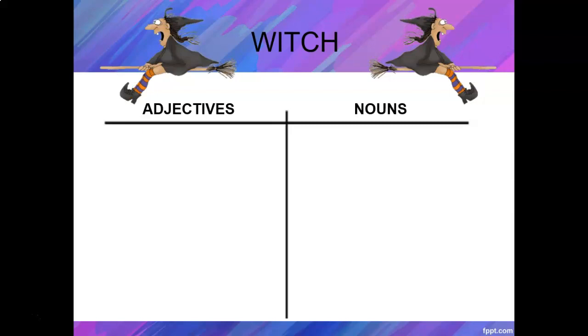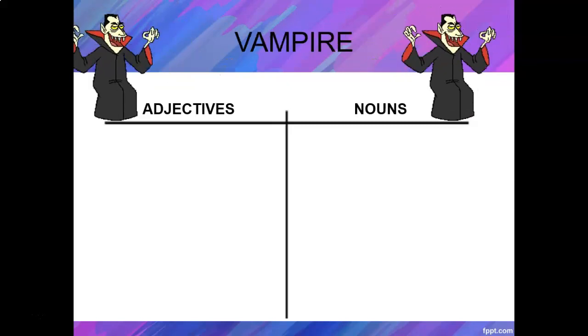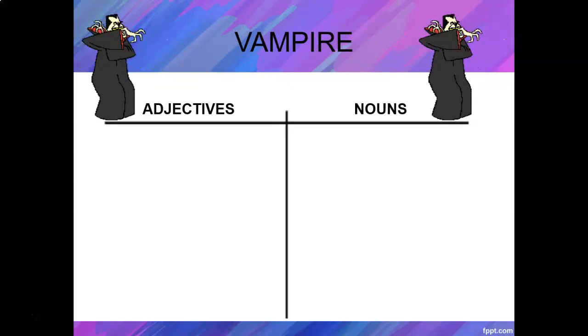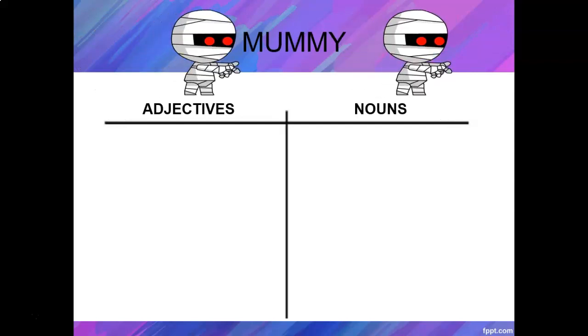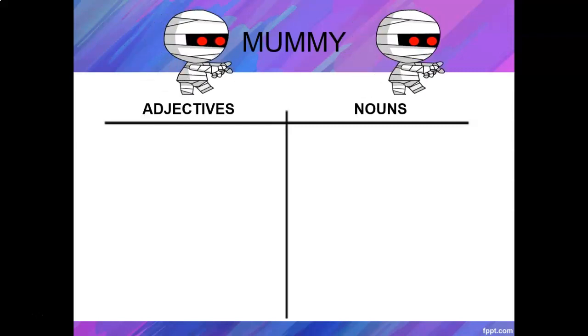Our next word is witch. Pause the video to come up with your 2 word referents. Our next word is vampire. Pause the video to come up with your 2 word referents. Our next word is mummy. Pause the video to come up with your 2 word referents.